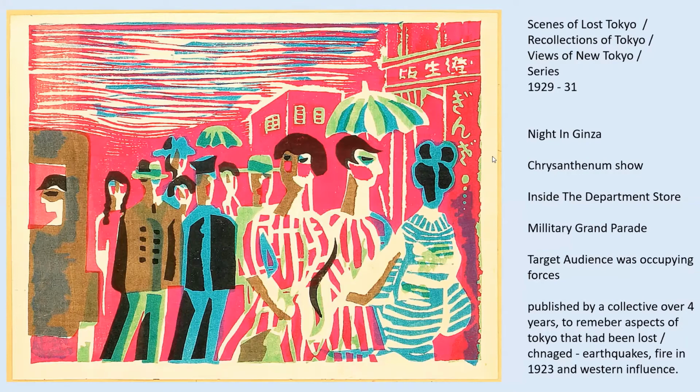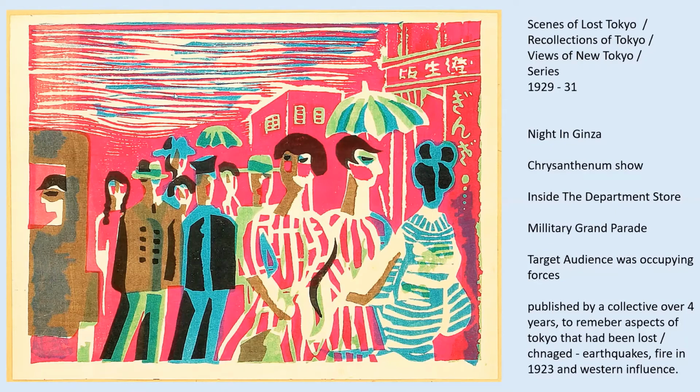And the target audience for these was occupying forces, and they were published over 4 years to remember aspects of Tokyo that had been lost or changed, one due to this new influence of the West, but also because there was a really bad earthquake and a huge fire in Tokyo in 1923 that destroyed a lot of the city. So it's these artists being like, no, we're going to remember what this time was like because we recognise that it's not going to be around forever.